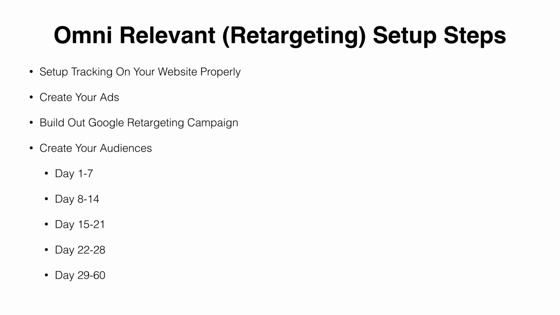For example, we can show a specific set of ads and messaging to somebody that just visited our website a day to 7 days ago. Then we can show a different sequence or set of ads to somebody that visited day 8 through 14. Okay, so we like to chunk this up. Then day 15 to 21, day 22 to day 28, and day 29 to day 60.